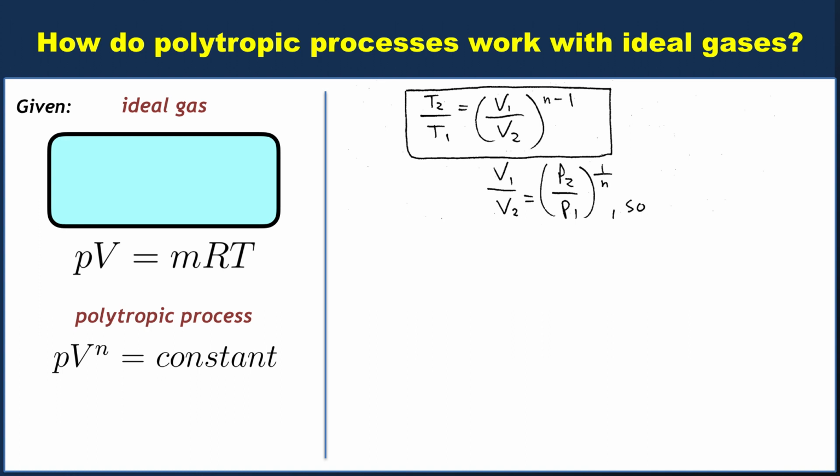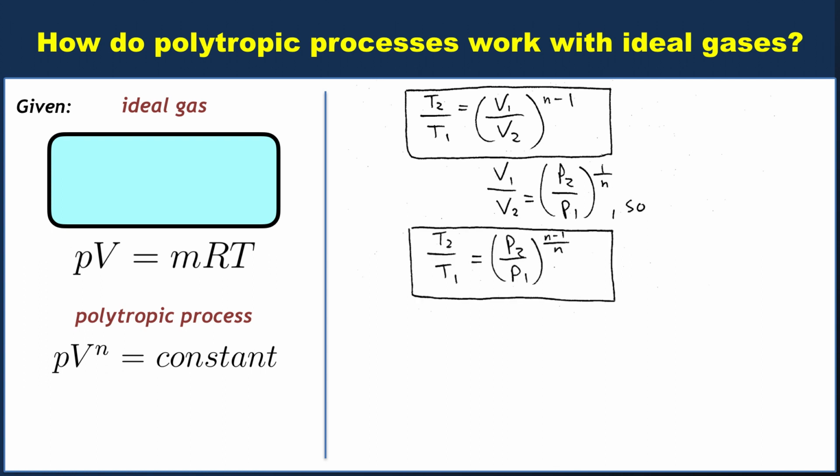And now we can just substitute this in, right? We just solved for V1 over V2. We can combine that with the top expression that we just derived and say that T2 over T1 must now be P2 over P1 quantity raised to the n minus 1 divided by n power. So if you know the polytropic index, and again you need something like initial and final pressures or initial and final volumes, you can immediately go through and get the temperature ratio for that process. That's a convenient aspect of an ideal gas.